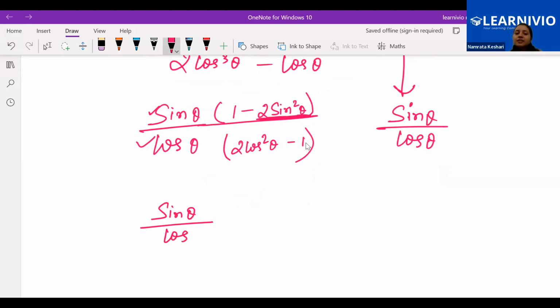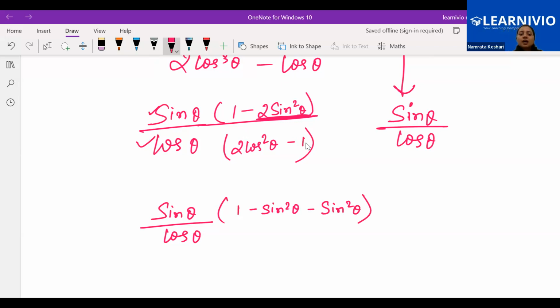Then let's arrange it. We just need sine square theta, not 2 sine square theta. So let's break it into sine square and another sine square added together. Can we write it like this: 1 minus sine square theta, and then minus one more sine square theta? Can we write minus 2 sine square theta as minus sine square theta minus sine square theta? Yes or no?